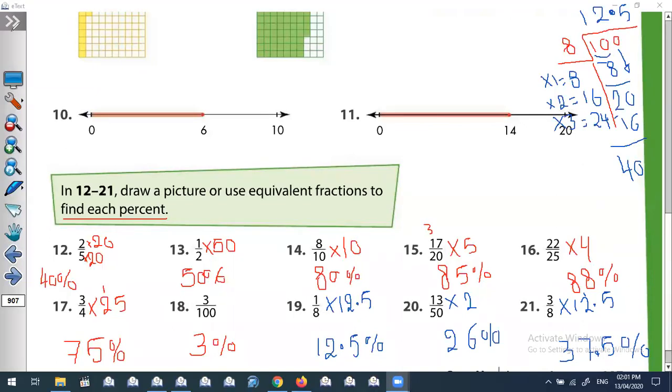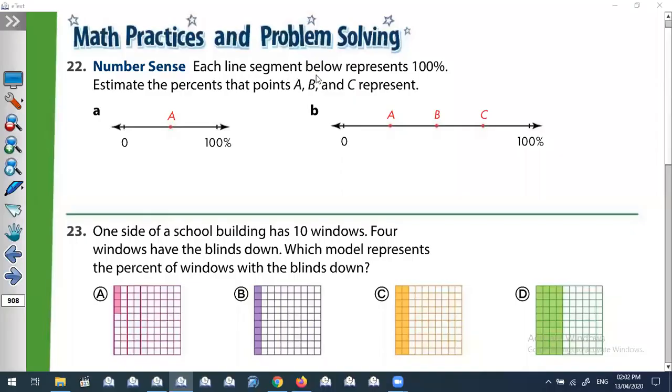Another exercise. Here each line segment below represents 100%. Estimate the percent that point A, B, C are at. Point A is around 50% because it's in the middle, about 50%. What about here? Point A is about 25% because it's about a quarter, and a quarter means 25%. So A is 25%.